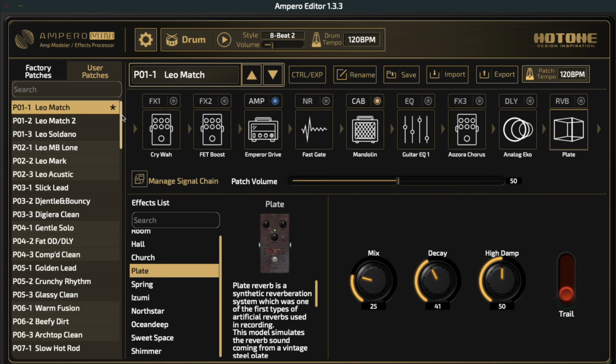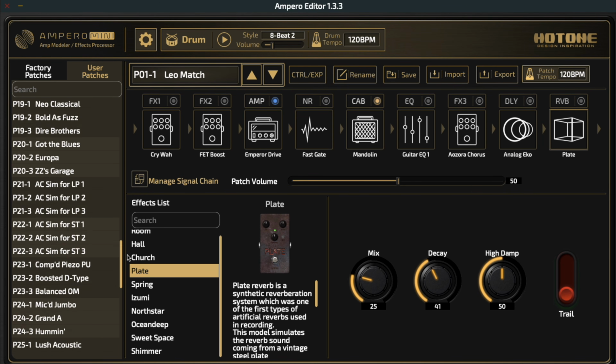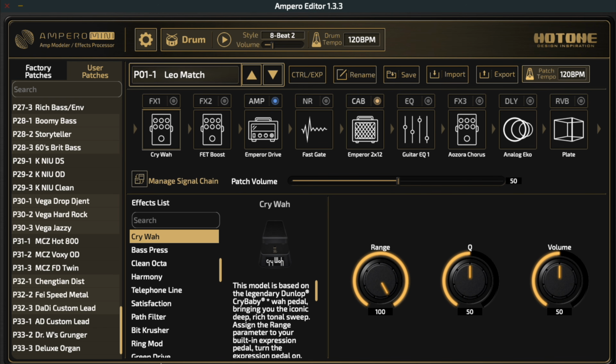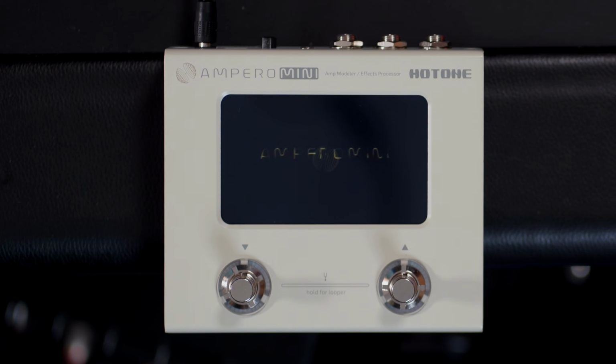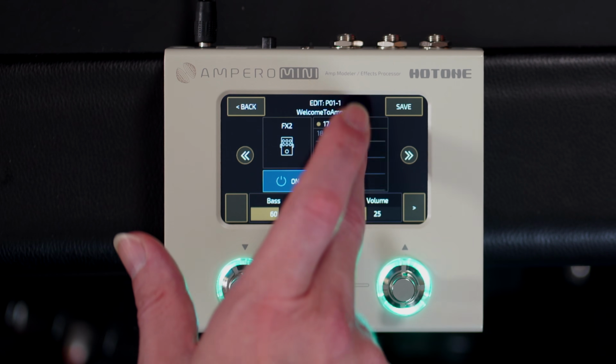The unit offers 66 banks with 33 factory ones and 33 dedicated to the user. Each bank contains 3 patches for a total amount of 198 presets. It has a tuner, a built-in drum machine and a 50 seconds stereo looper that becomes 100 seconds in mono. It has a pretty nice 4 inches color screen that is touch sensitive and allows for pretty easy operations.